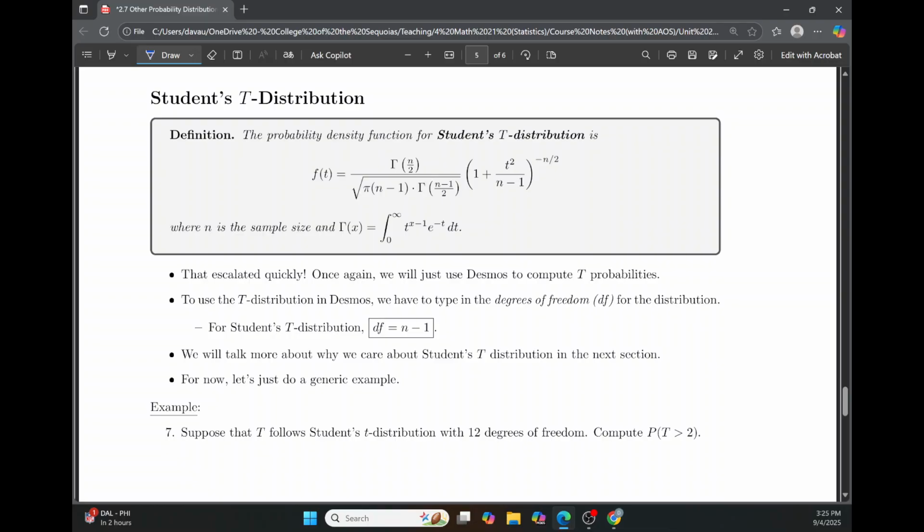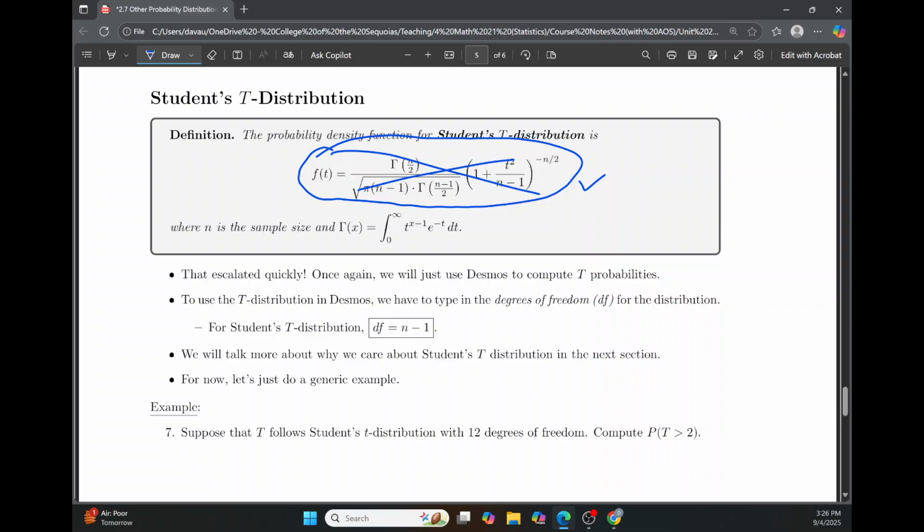First of all, it has a very nasty probability density function, and fortunately for us, we're not going to use it. But it's just so much. I mean, the probability density functions we've seen so far have not been the nicest things in the world, but compared to this, they were a walk in the park, right? So we're very happy that we don't have to actually use this to do these calculations by hand.